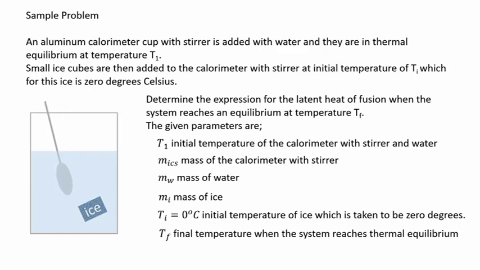T1 is the initial temperature of the calorimeter with stirrer and water. Note that the calorimeter and stirrer are made of the same material, which is pure aluminum. We also have the mass of the calorimeter, the mass of water, the mass of ice, and the initial temperature of the ice. Then the final temperature of the system, Tf, when it reaches thermal equilibrium.